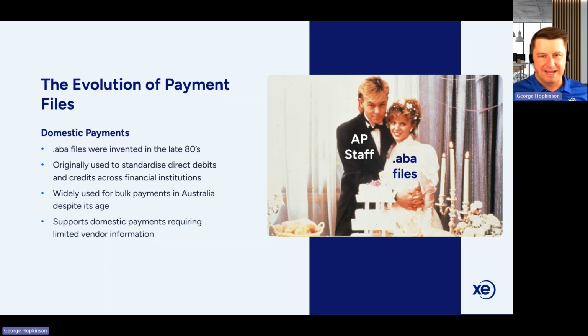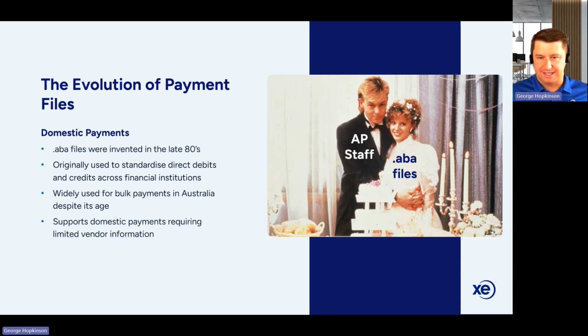So the ABA files for domestic payments were created in the late 80s and were originally used to standardize direct debits and credits across financial institutions. So it was a standardization throughout the Australian banking industry. And it was agreed by most of the banks as well that there was a common format. Now that there was a thing called the internet coming along.